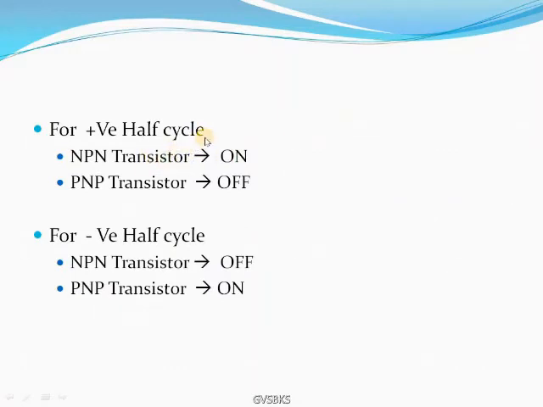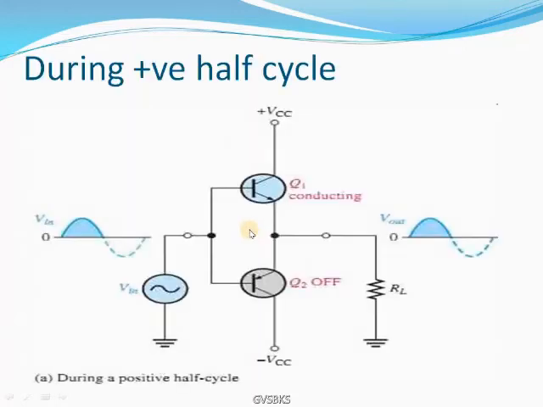For the positive half cycle of the input signal, the NPN transistor will be on and the PNP will be in the off state. And for the negative half cycle, the NPN will be in the off state and the PNP will be in the on state. Let us see this operation graphically.